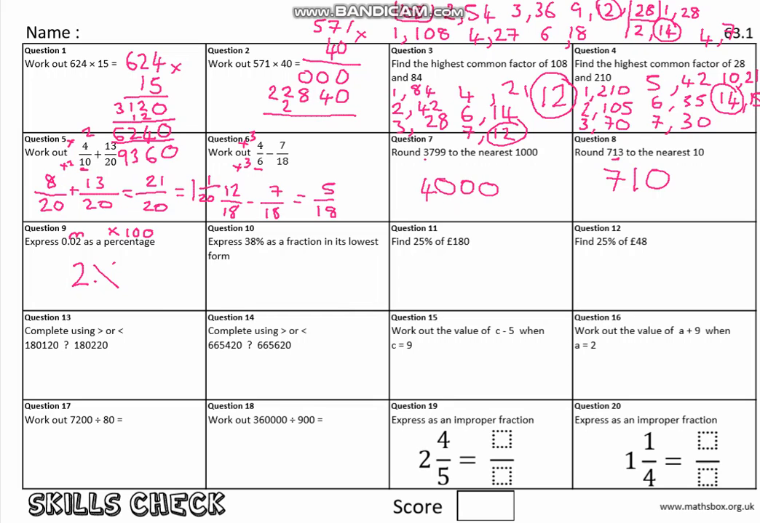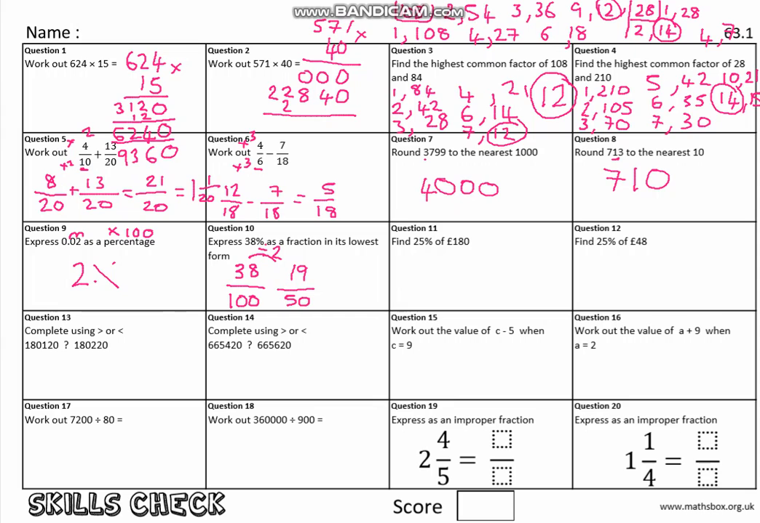Next one says express 38% as a fraction in its lowest form. A percentage is out of 100, so when we write it as a fraction, we just write 38 over 100. Now we've got a fraction, but it's not in its simplest form. It's an even number, so why don't we divide 38 by 2? If we divide 38 by 2, we get 19. Now we've got to do the same to the bottom as the top, so 100 divided by 2 is 50. Really that's as far as we can go because 19 is a prime number, so we are stuck there. So 19 out of 50 is our final answer.